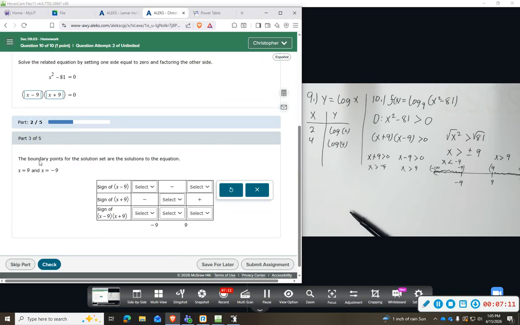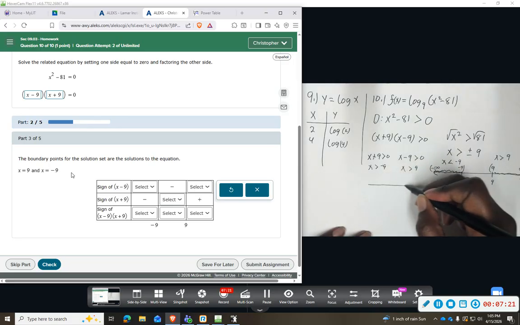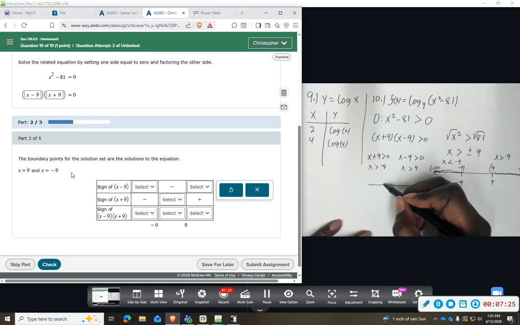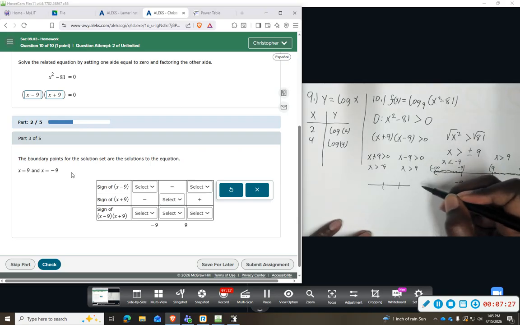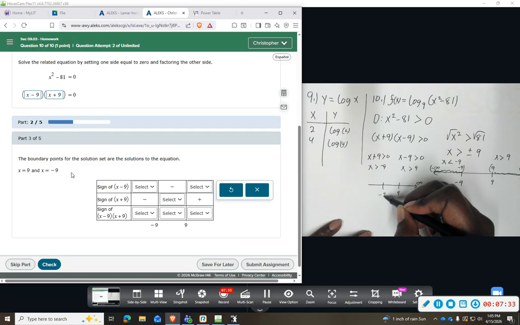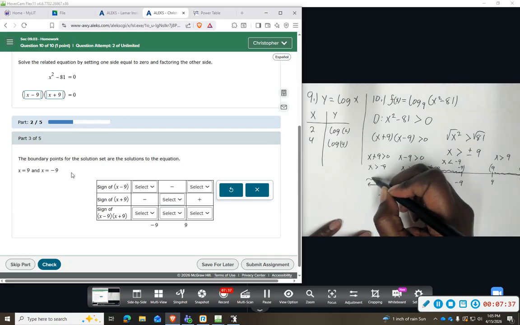So in the text they talk about boundary points. This is not a method that I'm the most familiar with. This is a newer thing. So with the boundary points, they're looking at a number line and trying to see what is making this statement true. So here's 9, -9, and going to infinity.